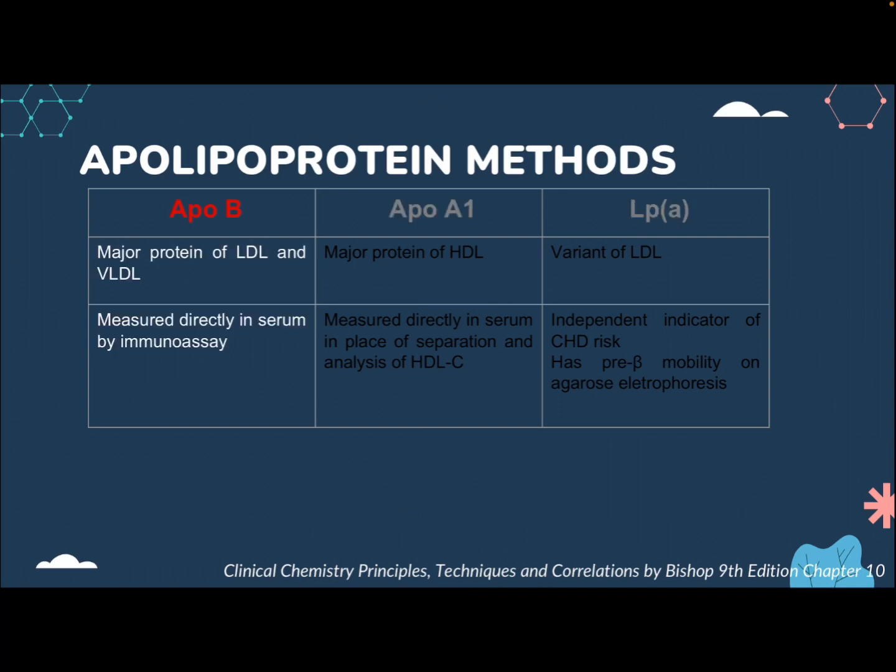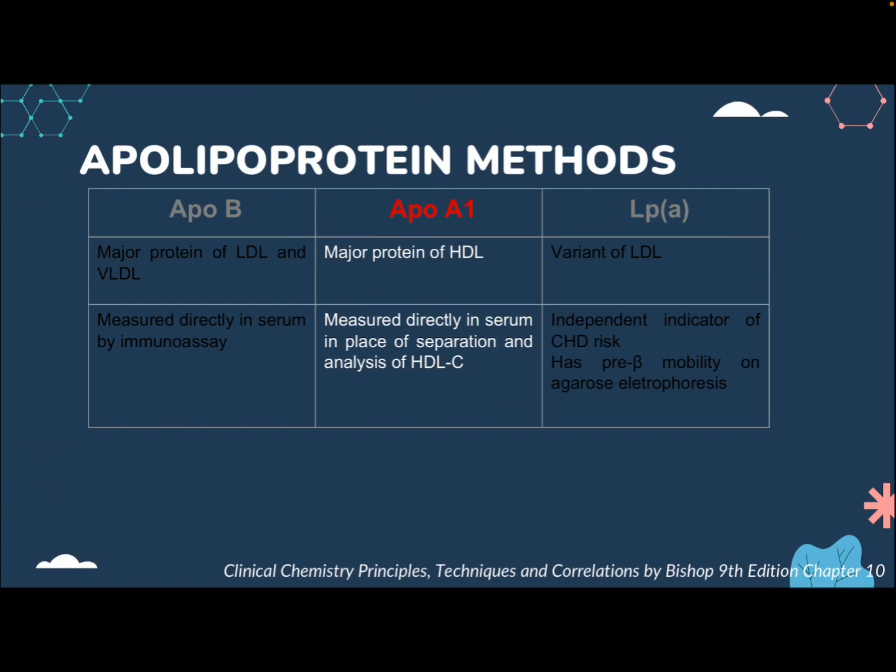For ApoB, this is the major protein of LDL and VLDL. It is an indicator of combined LDL and VLDL concentration that can be measured directly in serum by immunoassay. Some studies suggest that ApoB may be a better indicator of atherogenic particles than LDL. Next is ApoA1. It is the major protein of HDL. It could be measured directly in serum in place of separation and analysis of HDL.